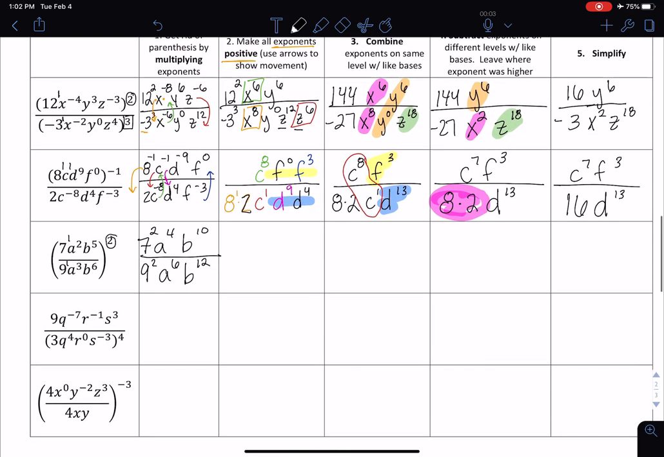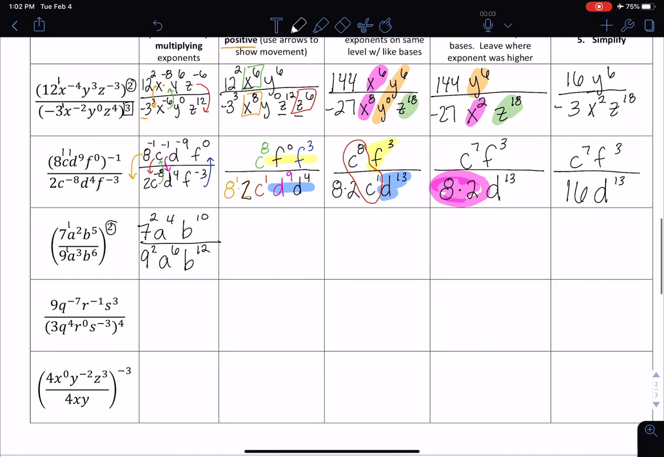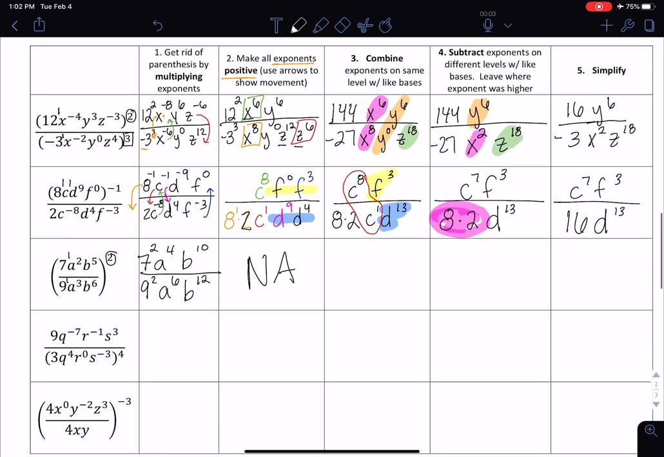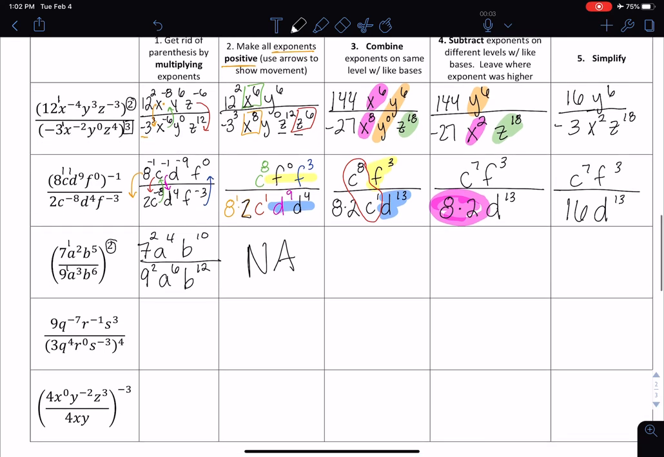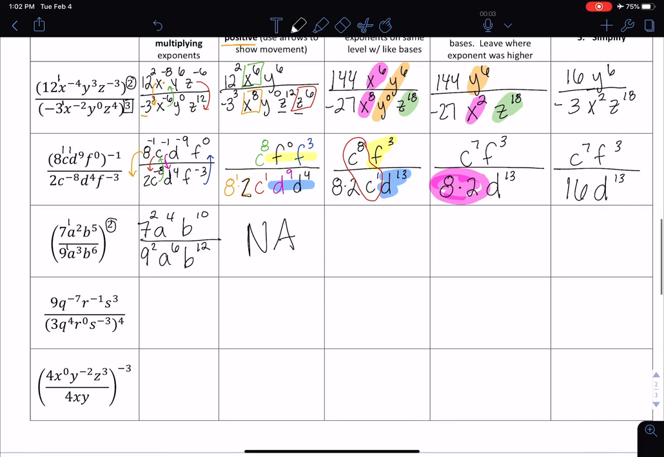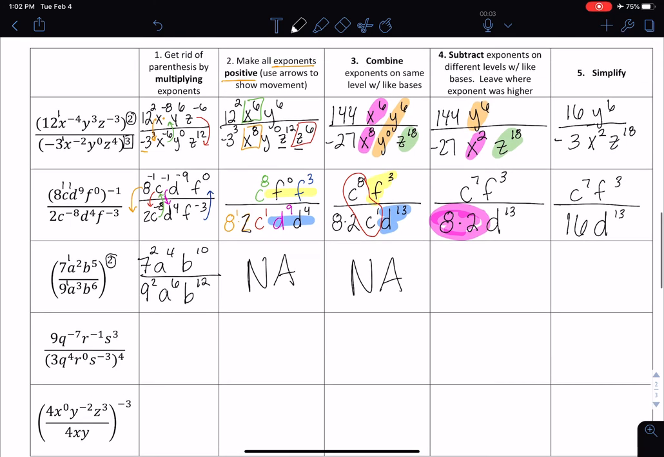Then we're going to make sure all of our exponents are positive, and they're all positive, so on this one, it's not applicable, so we skip this one. Then we go to the next one. We're going to combine exponents that are on the same level of bases. So I go back to my first box. There is no other a's on top to combine, or b's, and same thing for the bottom. So the third step is not applicable either.